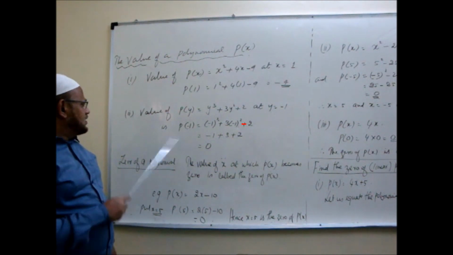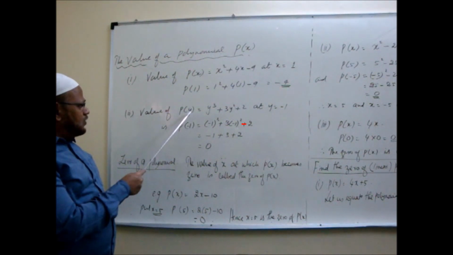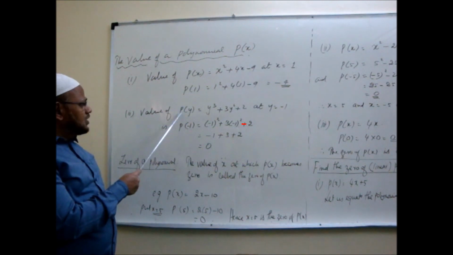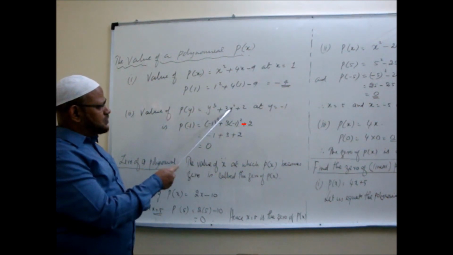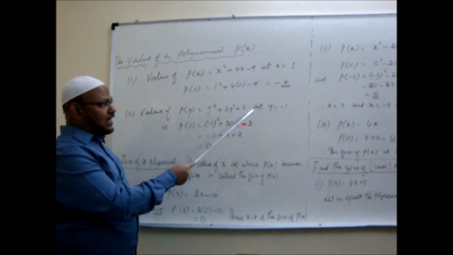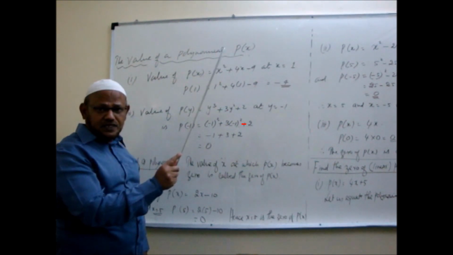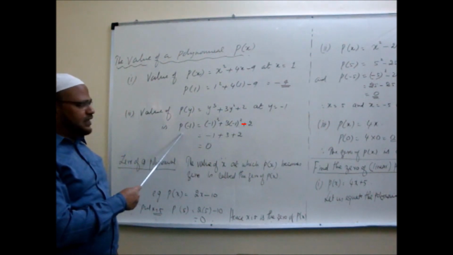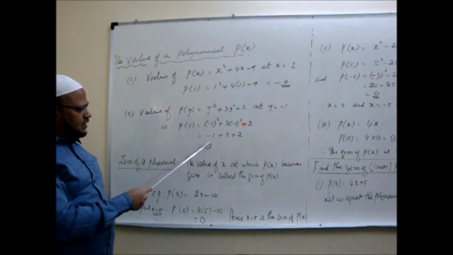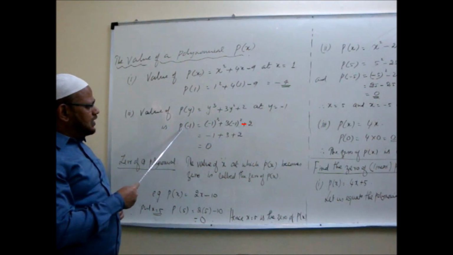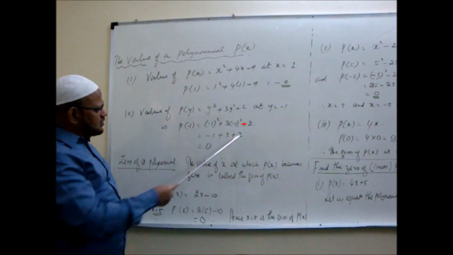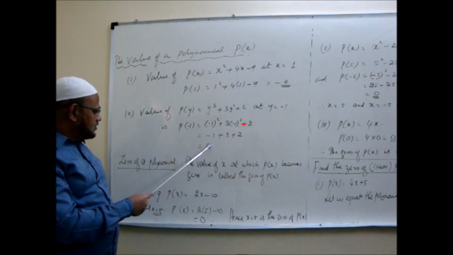That's all. Another example, a polynomial in y, another variable: p of y is equal to y cube plus 3y square plus 2. At y equal to minus 1, they ask. So I substitute y equal to minus 1 and get p of minus 1 equal to 0.